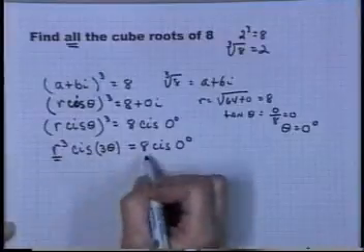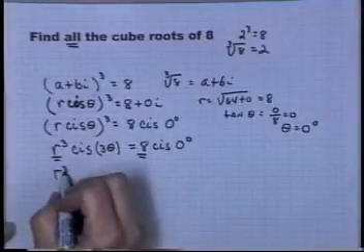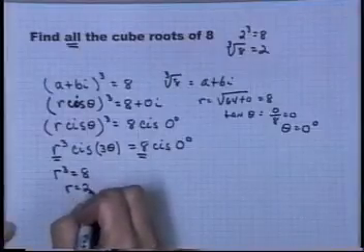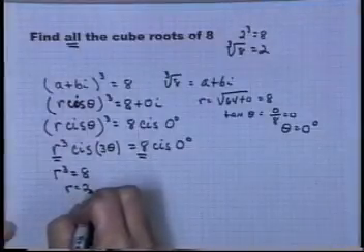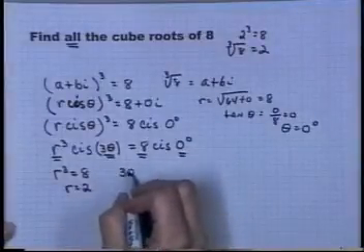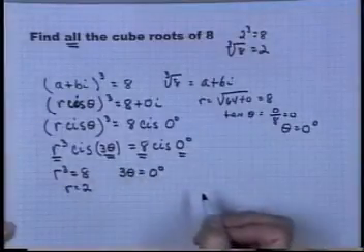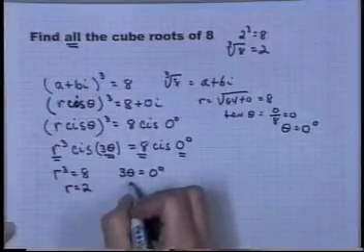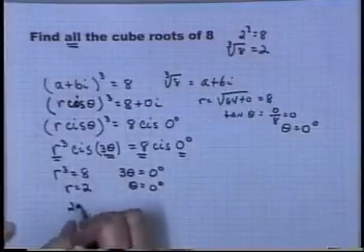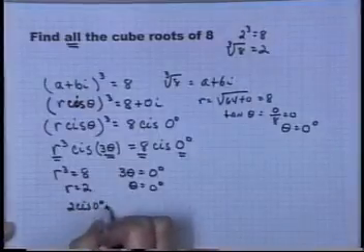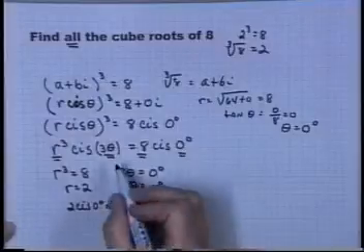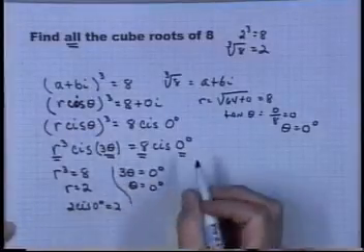What is that telling me? That's telling me that r cubed must be 8, which says r is 2. But it's also telling me that 3 theta must equal 0 degrees. Well, you might be saying, well, then theta is 0 degrees. And so I have 2 cis 0 degrees, and that's the cube root that you knew. But think about this.